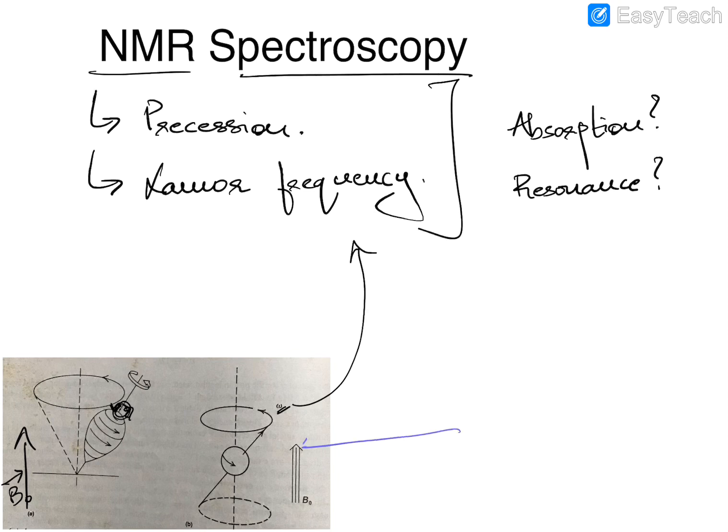Now, when the external electromagnetic radiation h nu is applied to these nuclei such that the frequency of electromagnetic radiation matches that of the Larmor frequency, there is a characteristic absorption of electromagnetic radiation which takes place.